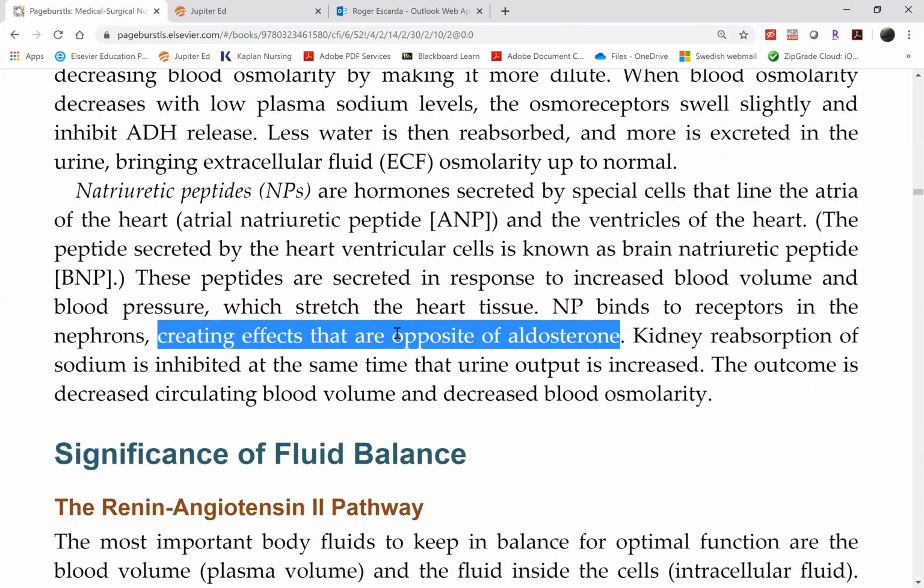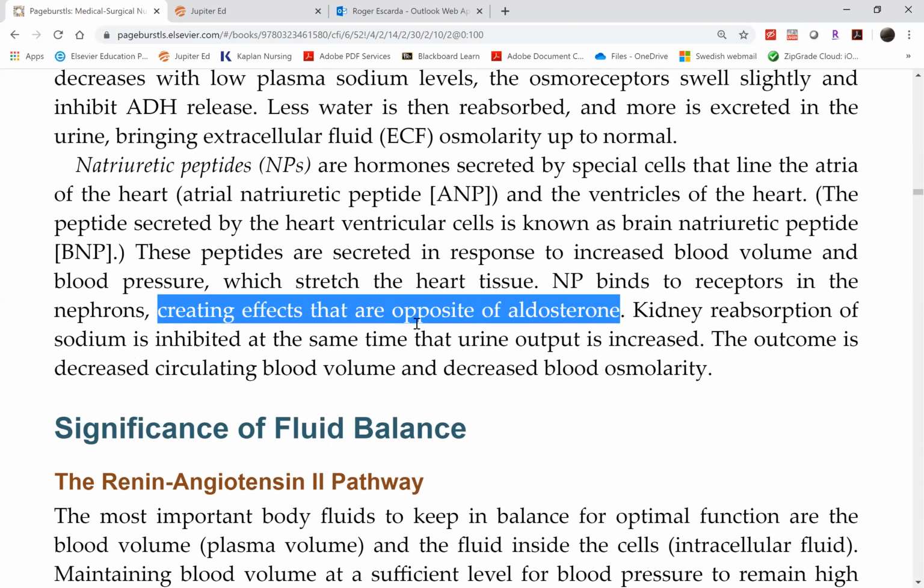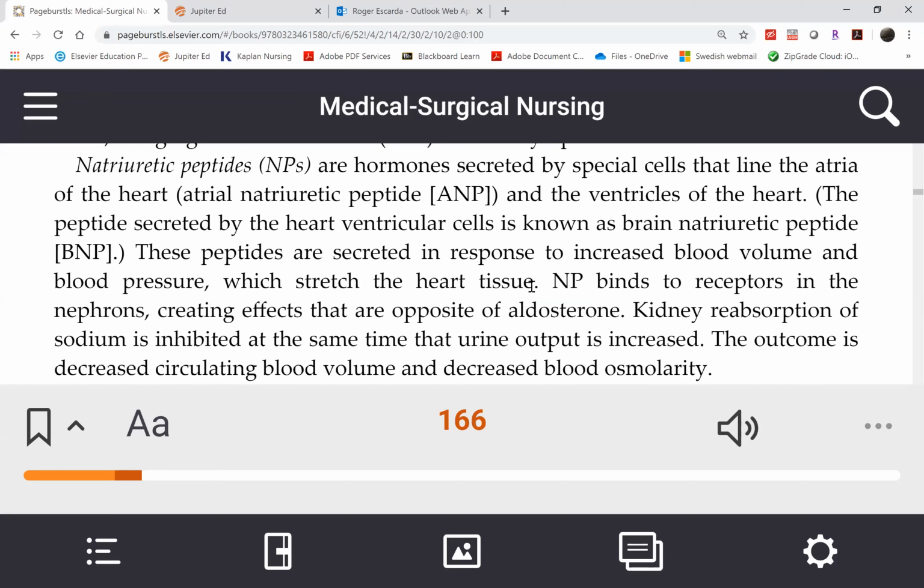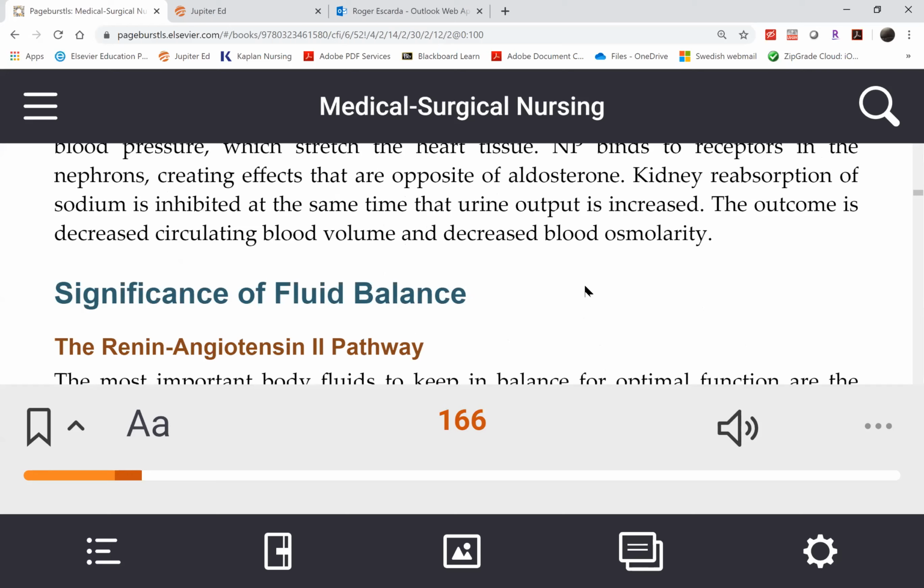So we'll talk about BNP again. For now, BNP is causing effects opposite of aldosterone, which is, instead of retaining water and causing decreased urine output, it will be the exact opposite. Urine output will be increased. So the patient, instead of becoming oliguric, the patient will now diurese. Question so far?